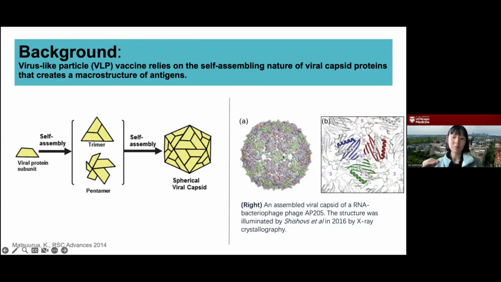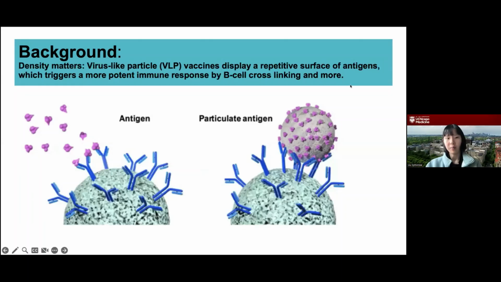And you can clearly appreciate that the viral capsid is not a uniform mass. It's more like a tile, like Lego pieces made out of individual subunits that make up this beautiful structure. And what I'd like to emphasize today is that there have been a lot more reports on using virus-like particle vaccines rather than subunit vaccines, mainly because virus-like particle vaccines display these repetitive surfaces of antigens.